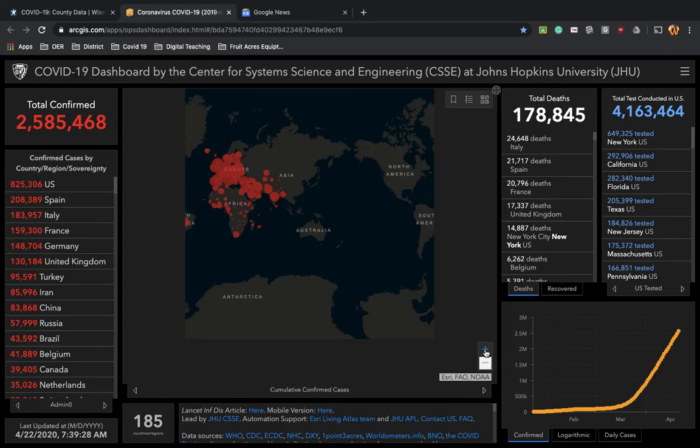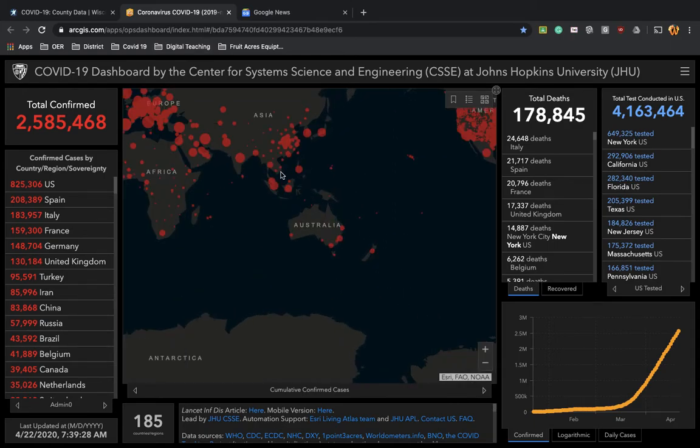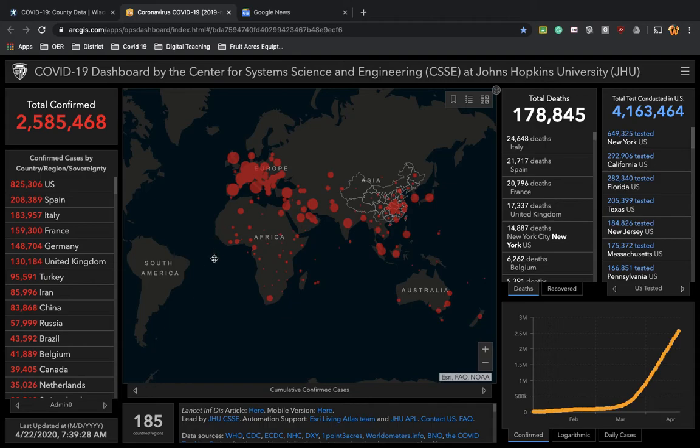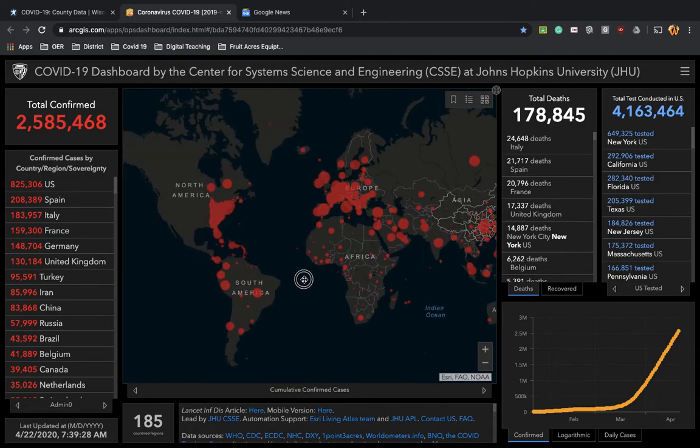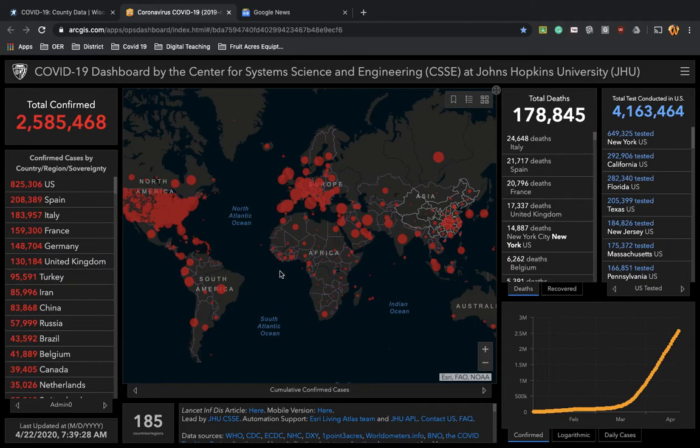This website you're familiar with. You've been looking at it since January. This is, of course, the interactive map put together by Johns Hopkins University to track the COVID-19 outbreak. Down here in the right-hand corner, you will see an exponential growth curve. If you hover over different spots on the curve, it will tell you how many total cases worldwide on a particular date, right? And we are, of course, at just over 2.5 million confirmed cases of COVID-19 worldwide.